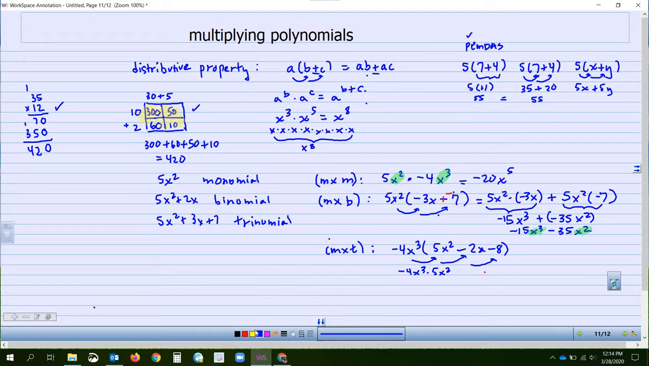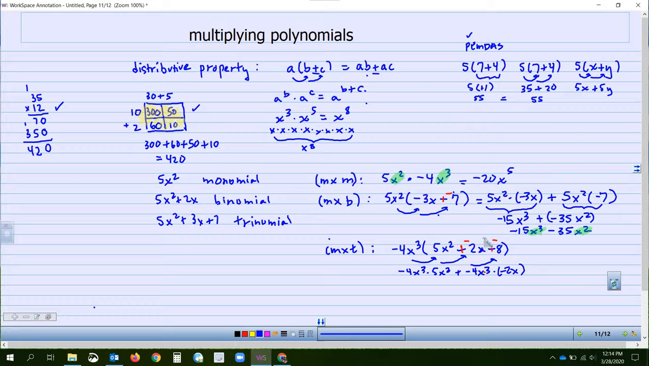All right, and then I'm going to follow my own advice here. I've got a subtraction. I'm going to change that to adding a negative. I've got a subtraction. I'm going to change that to adding a negative. And here we go. So now I have plus, right? Because now I'm doing this right here: negative 4x cubed times negative 2x.